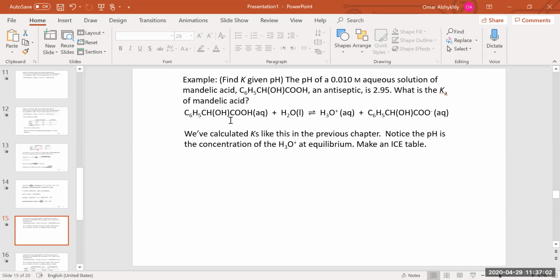Okay, let's look at this example. Find Ka given pH. The pH of a 0.01 molar aqueous solution of malonic acid is 2.95. What is the Ka of malonic acid? They are asking for Ka, the equilibrium constant. This is the malonic acid with the water, because H3O positive and the negative ion.